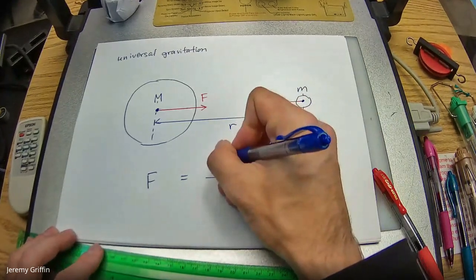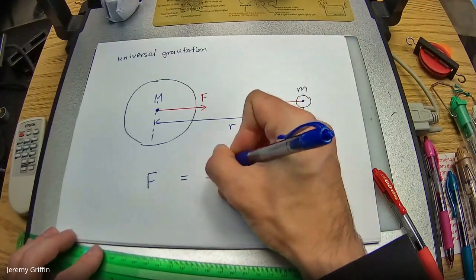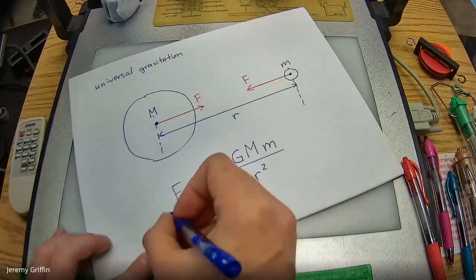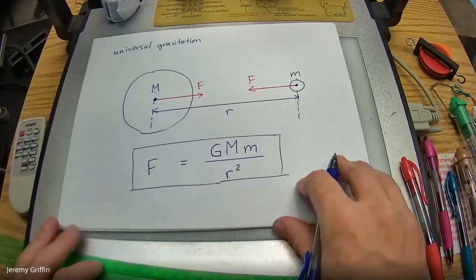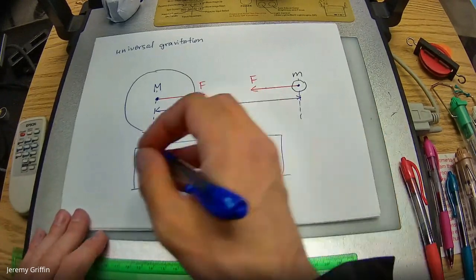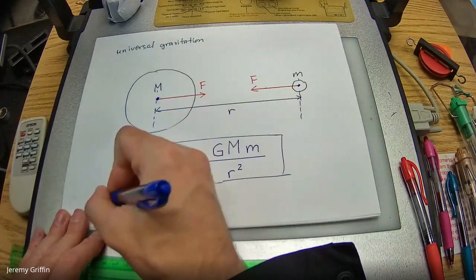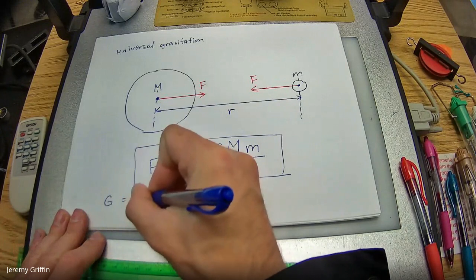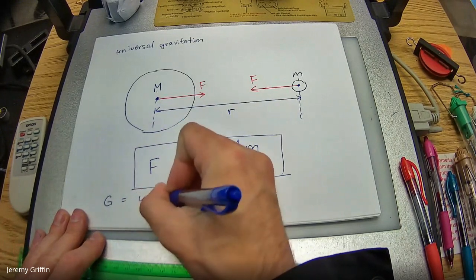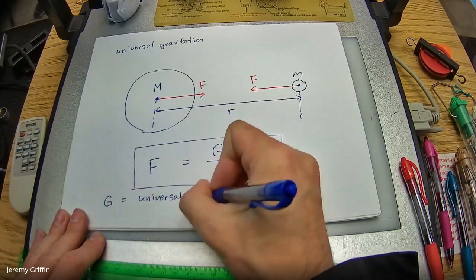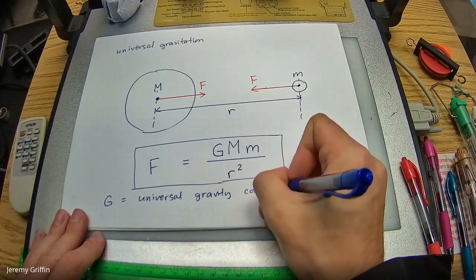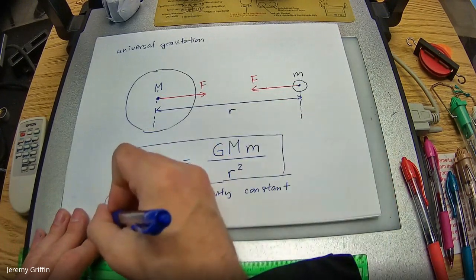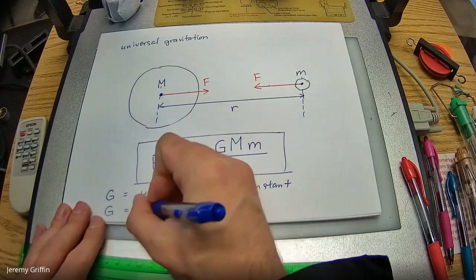But to tie this off and make this a full equation, you want to throw in what's called the universal gravity constant g. So here's your formula right here. Multiply the two masses, divide by the distance between them squared, right? Then multiply by this universal gravity constant g. So g is called universal gravity constant. And that's equal to this number right here.